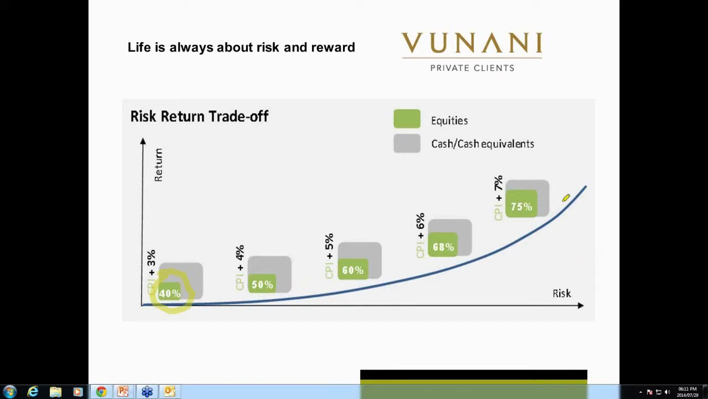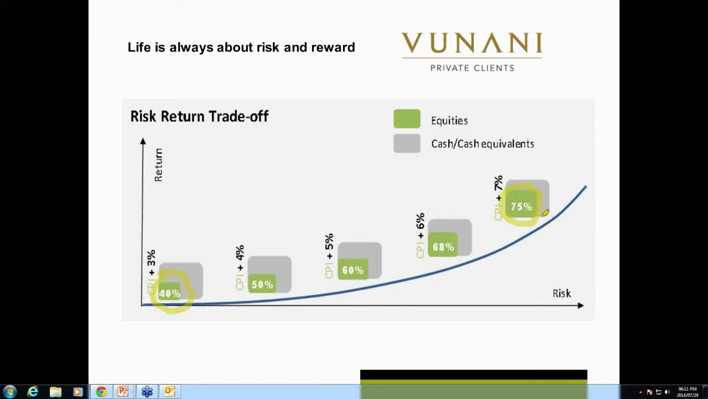If we go to the other side of our risk curve here, and we want to get CPI plus 7, so let's say CPI at the moment is about 6%, so CPI plus 7 would be about 13% performance. Well, there you're going to have a huge chunk of equities in your portfolio, so about 75%. So depending on your risk profile, you'll be somewhere along this curve.